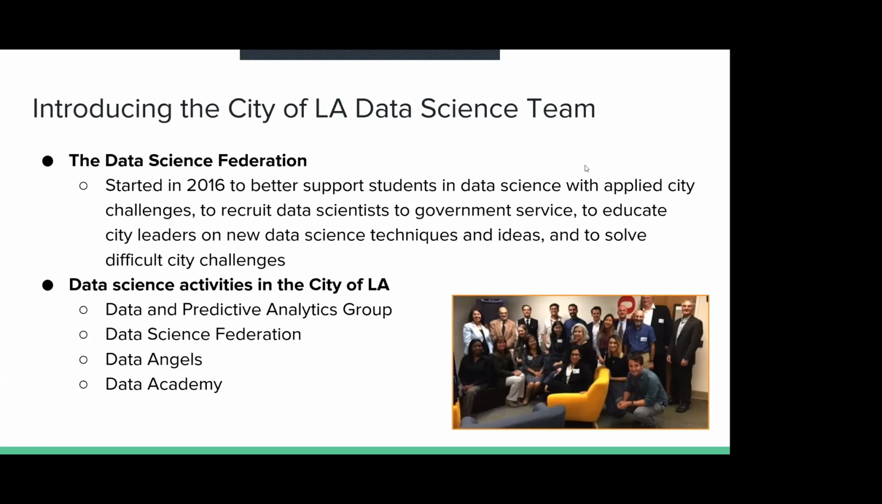So in the city of Los Angeles, we have 4 different groups that kind of work on data in a collaborative way. We have a citywide data and predictive analytics group that's in our information technology agency, and they work as a small team of data scientists on citywide projects. The mayor's data team augments that work and is able to focus in on a specific project or another. Both groups provide training to city personnel. The Data Science Federation is a collection of 18 universities that partner with the city departments. The Data Angels program is for professionals who want to volunteer with the city.